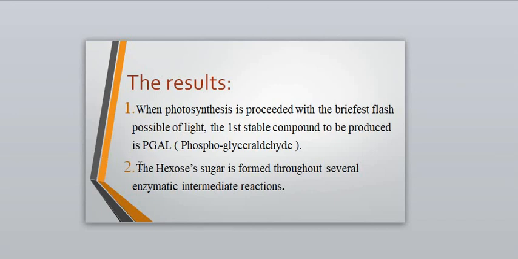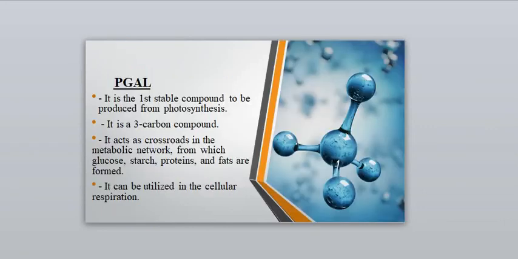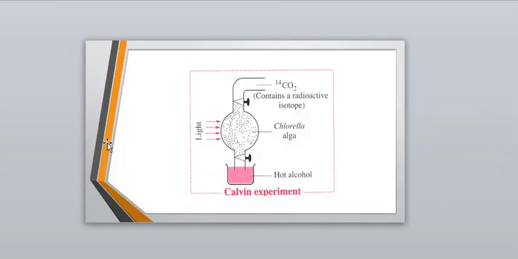Okay, guys, so we get the intermediate. The intermediate product is the first stable compound produced from the photosynthesis process, with 3 carbon atoms, and after that we can use it in cellular respiration. Look here, the algae contains carbon 14. What happened after that? We stop the action quickly to take it and see what happened. It forms PGAL, phosphoglyceraldehyde with 3 carbon atoms.